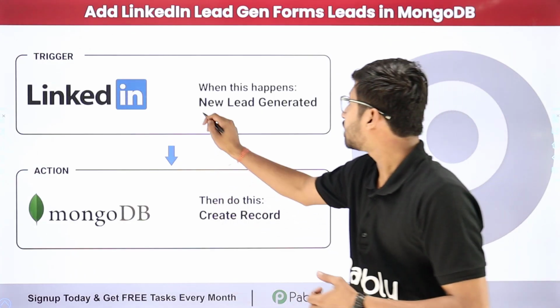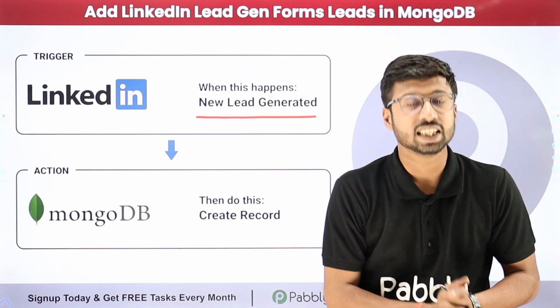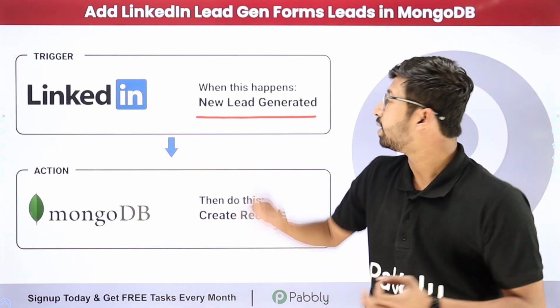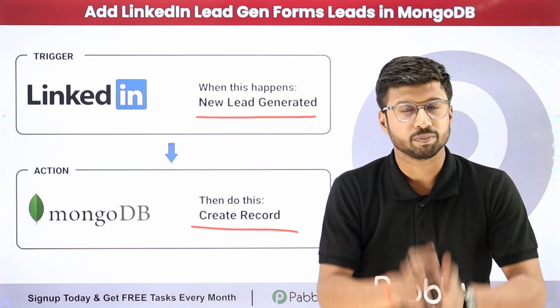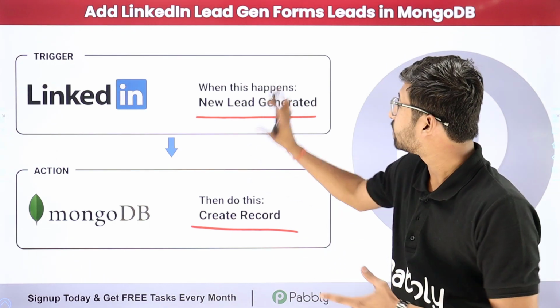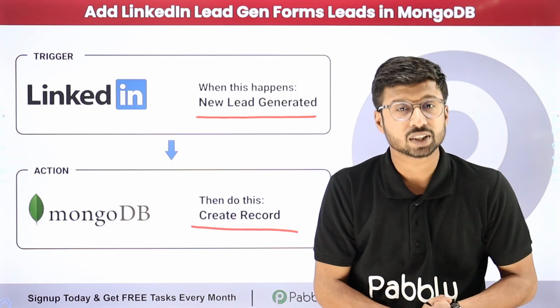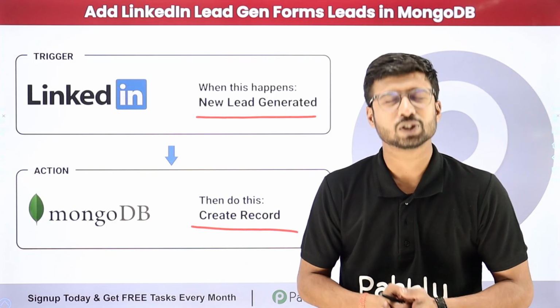In this automation, as we generate a new lead in LinkedIn lead gen form, automatically, with the same details, we are going to add this lead and create a record for it in MongoDB. Now, if you want to learn how you can set up this complete automation all by yourself, you just have to come with me to my screen.